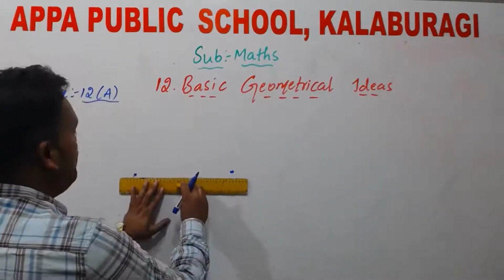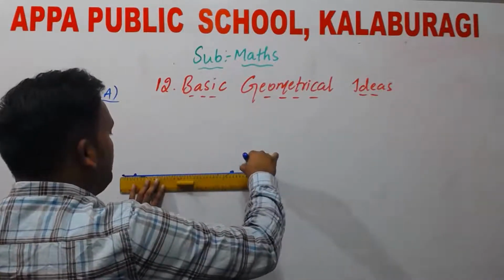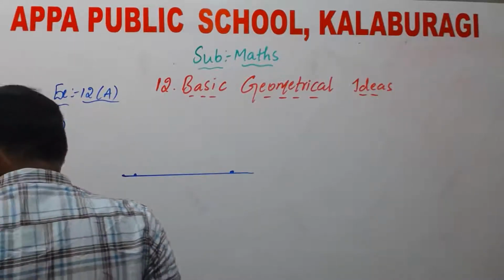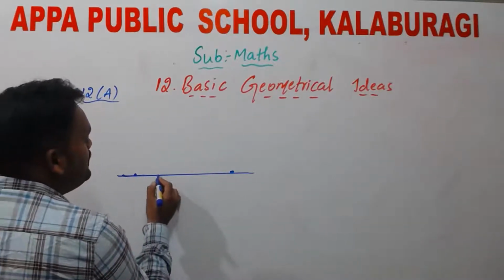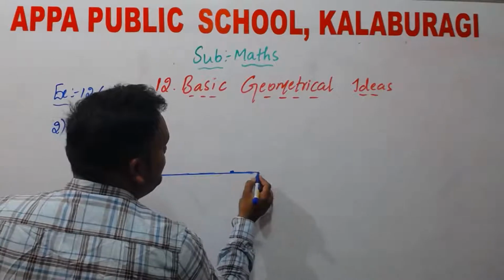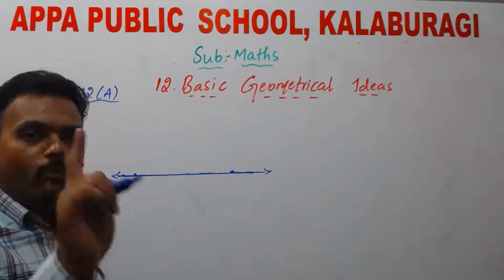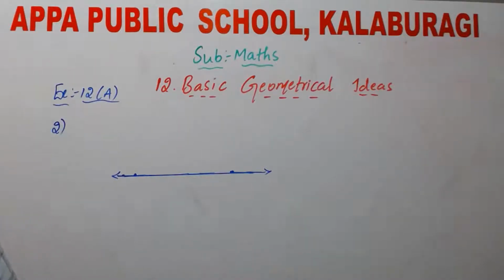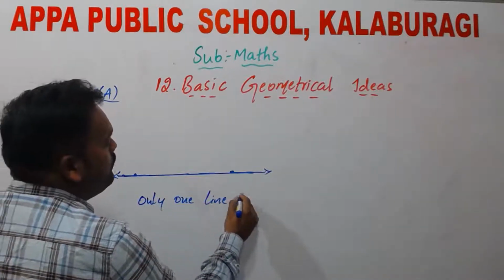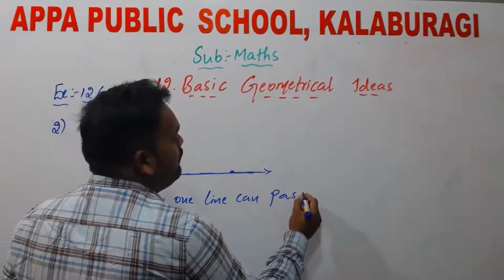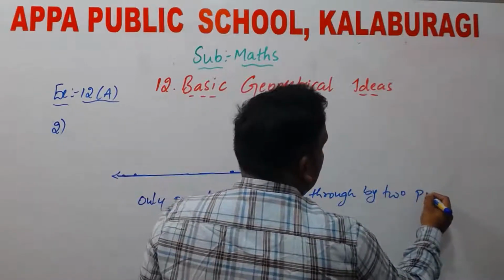Now we should draw a line here. I should draw a line that can pass through these points. How many such lines can pass through these 2 points? If 2 points are given, we should be able to draw only one line. Only one line can pass through 2 points.